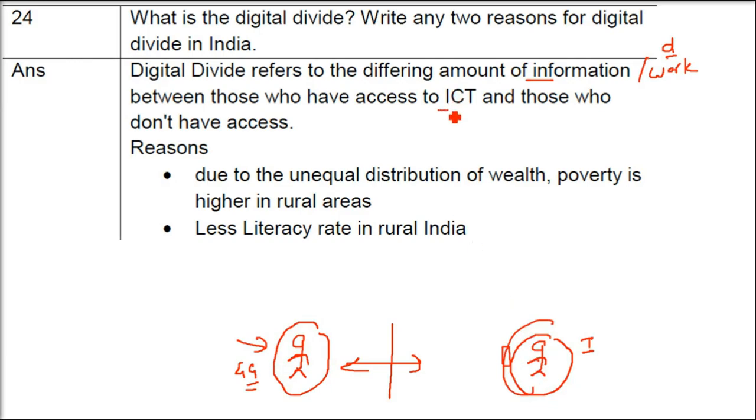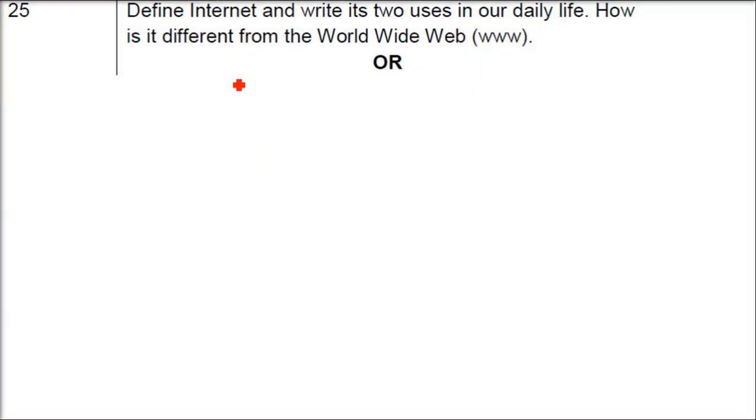So the left one has everything, that is they have access to information, communication and technology. They are on the left hand side. Right hand side people, they don't have access to it. So what is the reason? There are multiple reasons. First of all, the wealth. The left one has more wealth, right one has less wealth. Poverty. Left one, maybe they might not be that rich, but still they are moderately rich. But the rural area, it's very poor. Less literacy rate in rural India. That is, the literacy rate is less. They don't know how to do the basic things also, or they are not being taught.